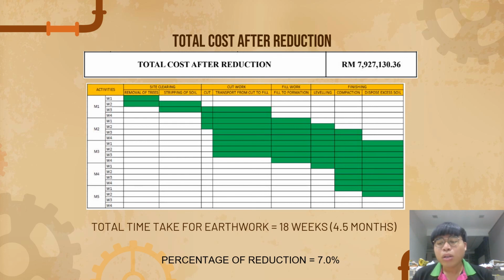It is about 7,927,130.36 ringgit, and we can see that the total time taken for the earthwork is 18 weeks, about 4.5 months. So we can compare the before reduction with the after reduction, and we get a percentage of reduction of about 7%.